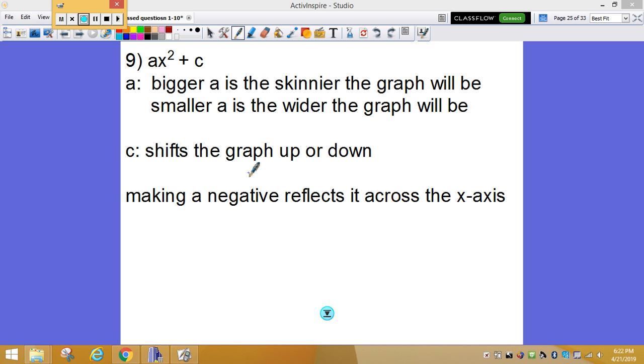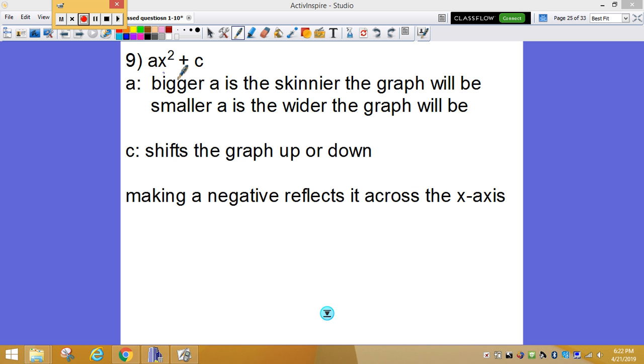If you missed numbers 9 or 10, you should pause it and write down everything that's on this page. Number 9. If you miss number 10, you can fast forward till you see a 10 up here in the corner. All right, so hopefully you have this written down.